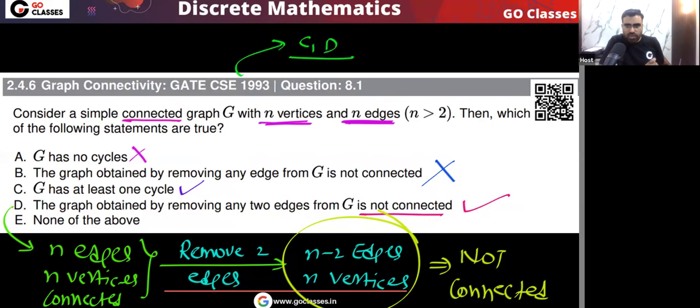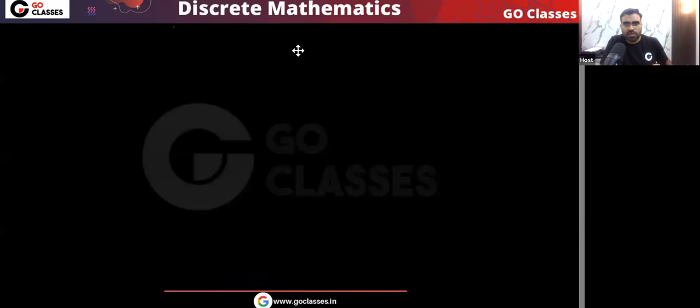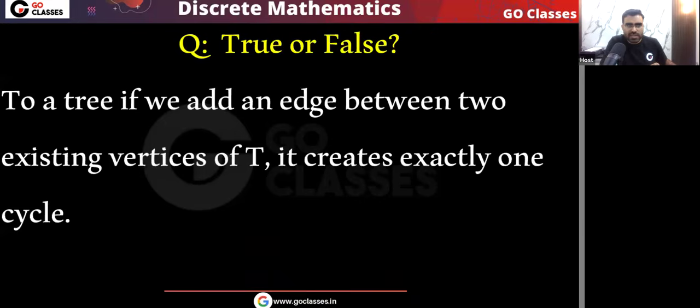Now one more point I want to tell you, a very interesting point. In this same question, if you have n vertices and n edges, option C is saying that G has at least one cycle. That is correct. But how many cycles will G have? The answer will be 1. G will have only one cycle.